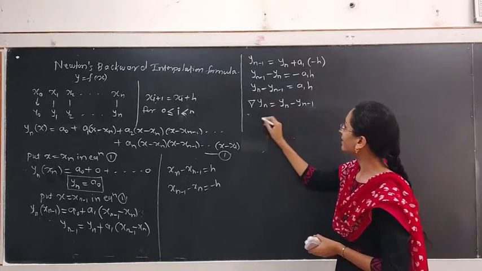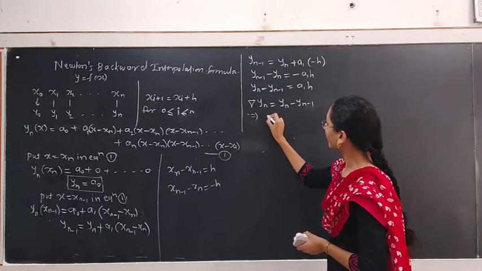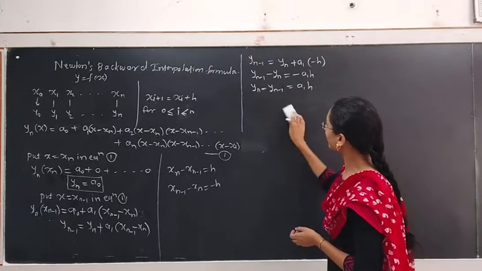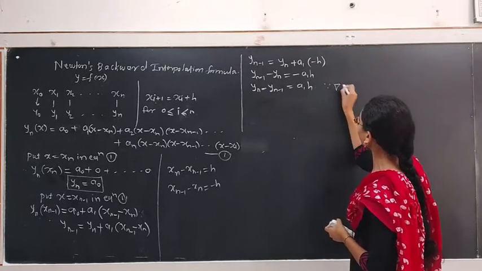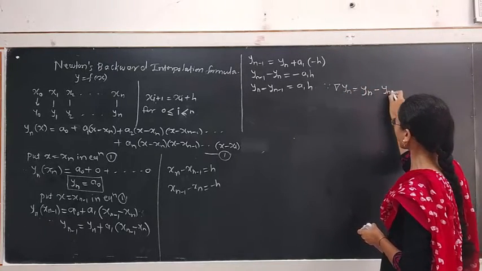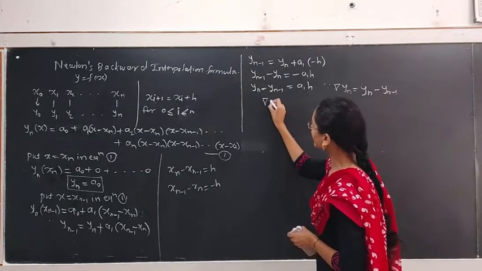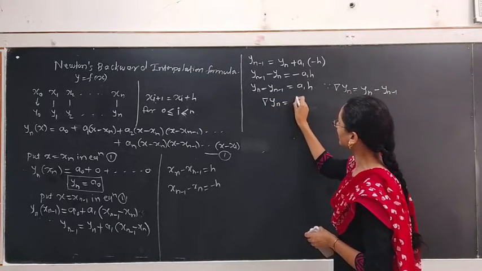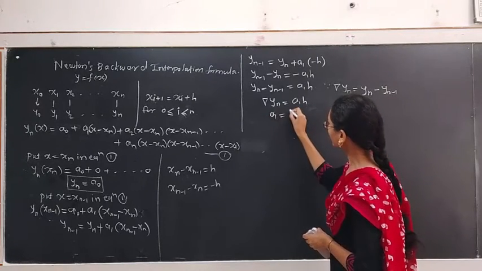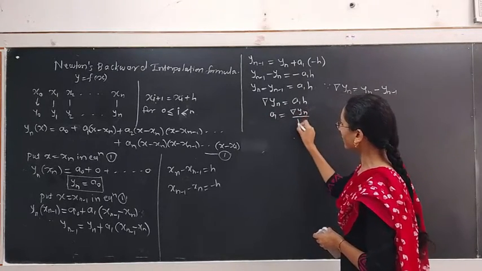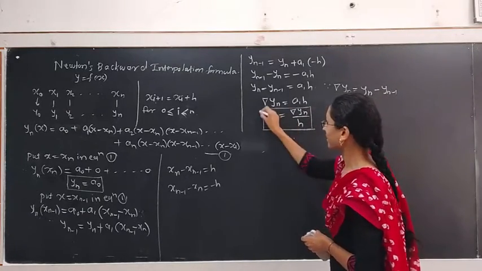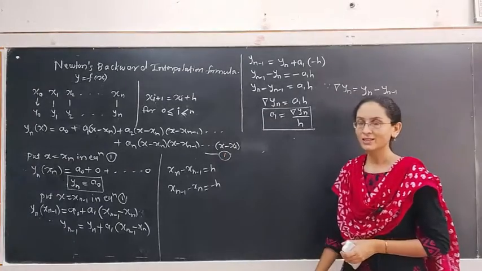Hence, from this equation, we will write here del y_n is equal to y_n minus y_{n-1}. Hence, this gives del y_n is equal to a1 h. Hence, a1 is equal to del y_n upon h. This is the value of the second constant of the polynomial y_n(x).